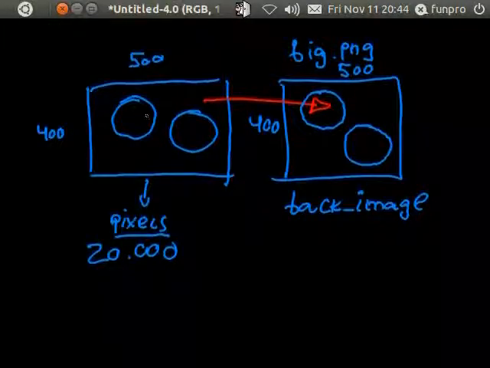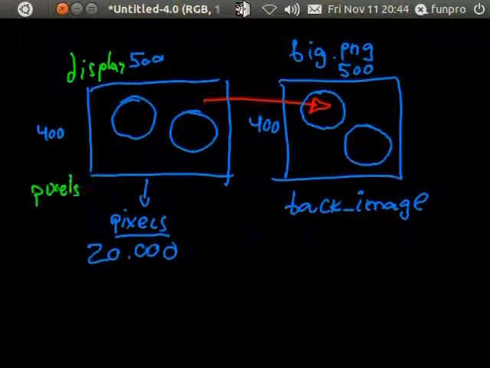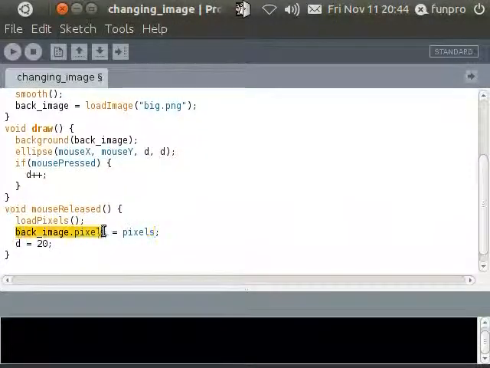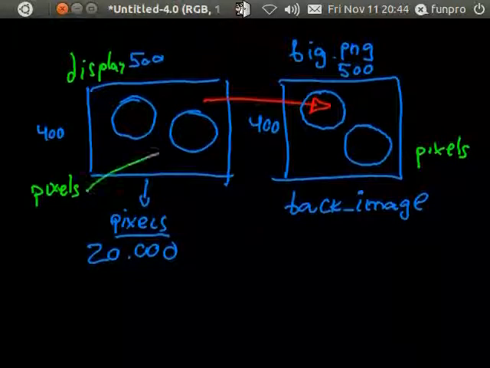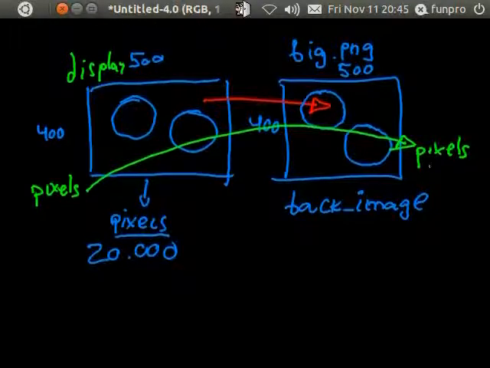But it happens that not only our display has a collection of pixels, but also our back image has a collection of pixels. So what I do here in the next line is saying that the pixels from my back image should be equal to the pixels of my display. So I'm basically copying all the data from whatever is on the screen into the pixels from the back image. It's very similar to saving the image, but I'm saving it into a variable. I'm not saving it to the hard drive of the computer.